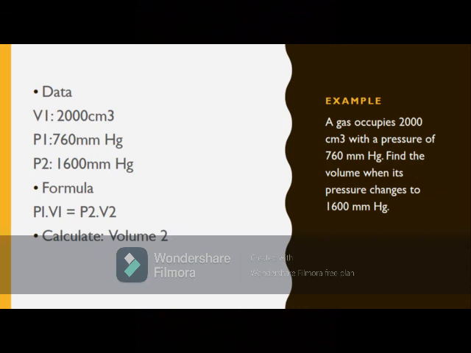P1 times V1 is equal to P2 times V2. And we are going to calculate the volume V2. Since V2 is multiplying, it passes dividing, and the formula becomes as you can see in the image. So if we calculate these digits with our calculator, we will realize that V2 is equal to 960 cubic centimeters, and it's our final result.